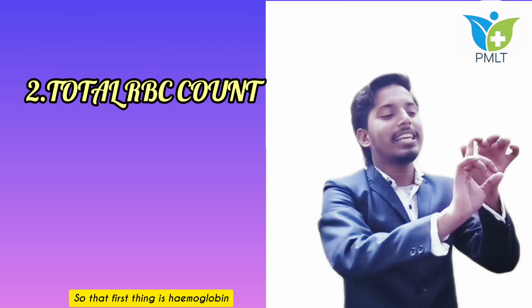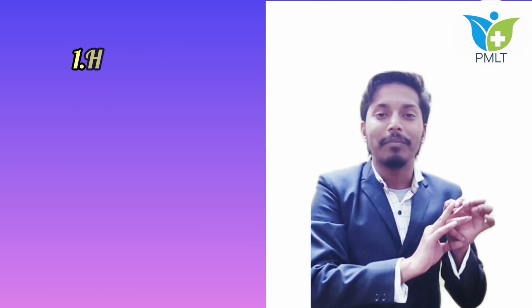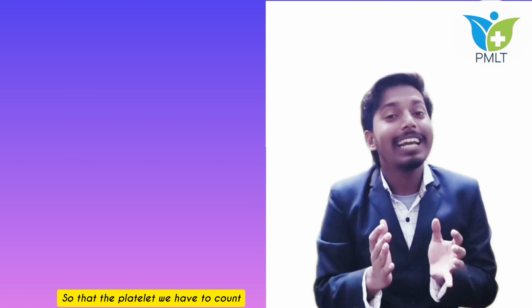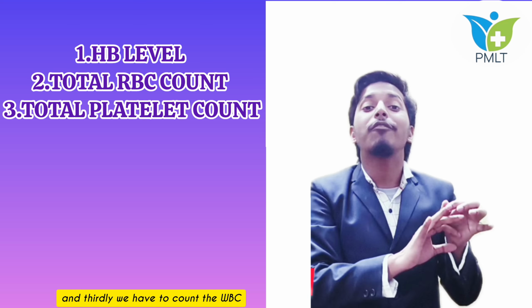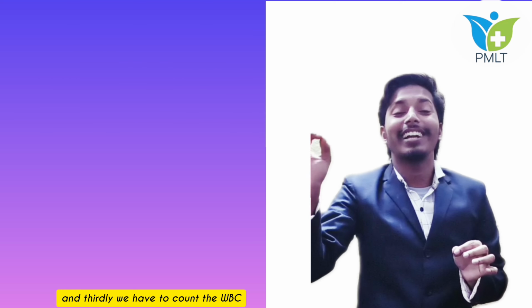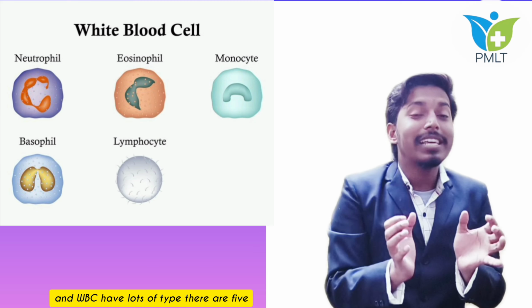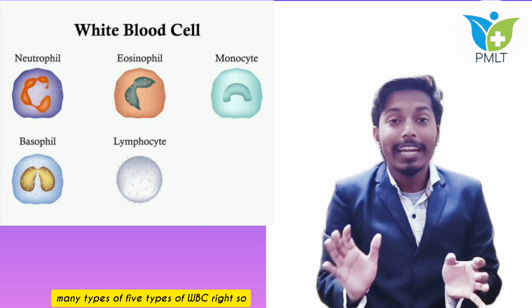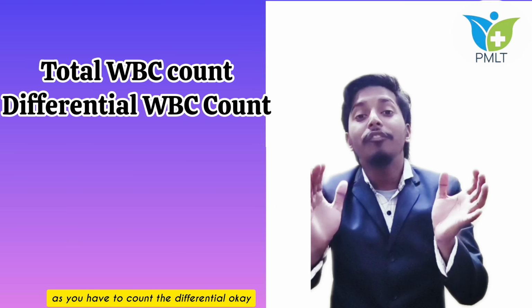Okay, so the first thing is hemoglobin. Second is the total red blood cell count. After that, platelet. There are also no types present for platelet, so we have to count the total platelet count. And thirdly, we have to count the WBC, that is white blood cell. WBC has lots of types. There are five types of WBC, right? So you have to count the total as well as the differential.